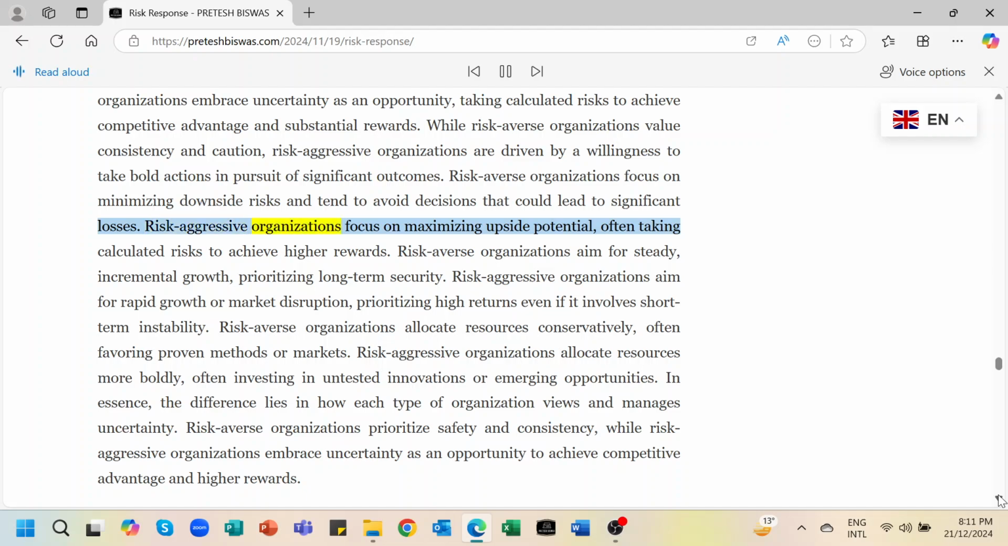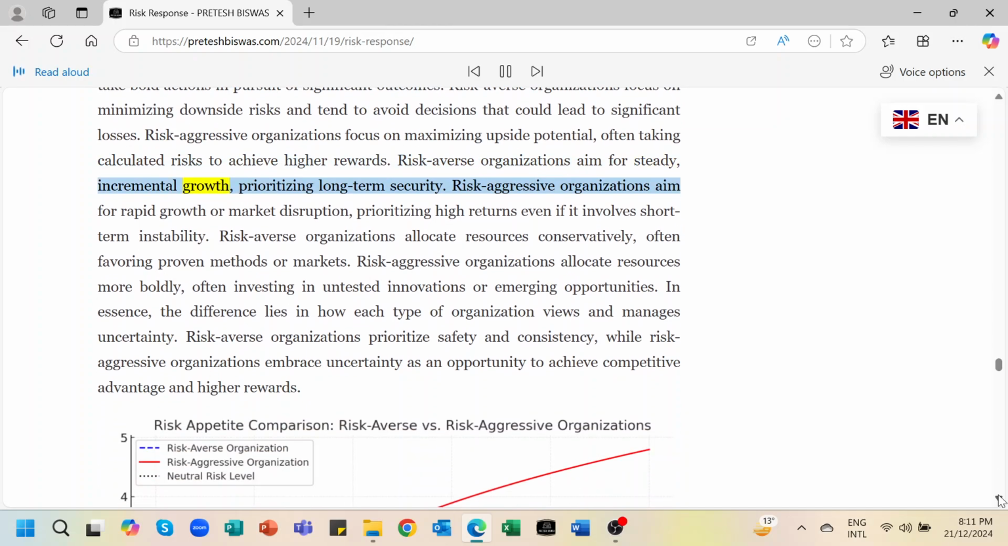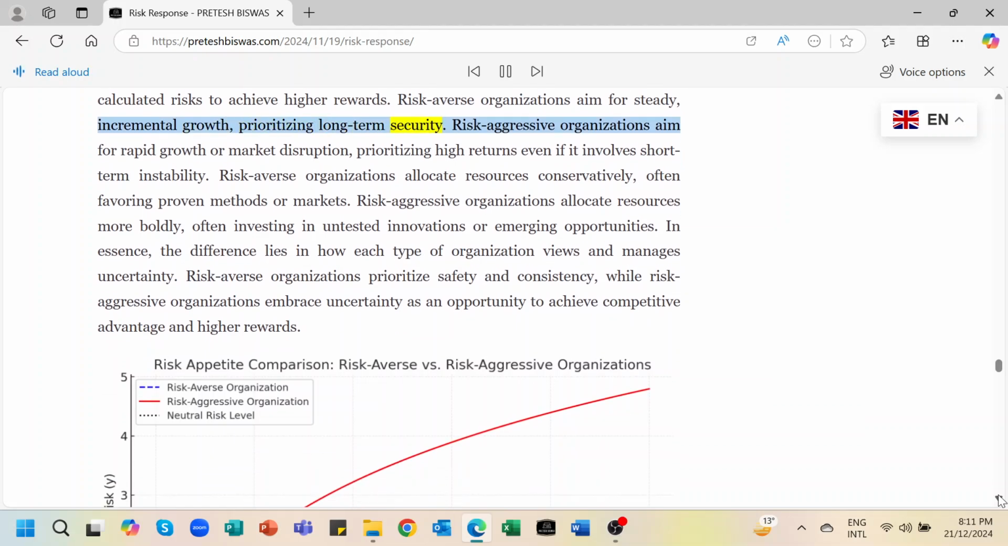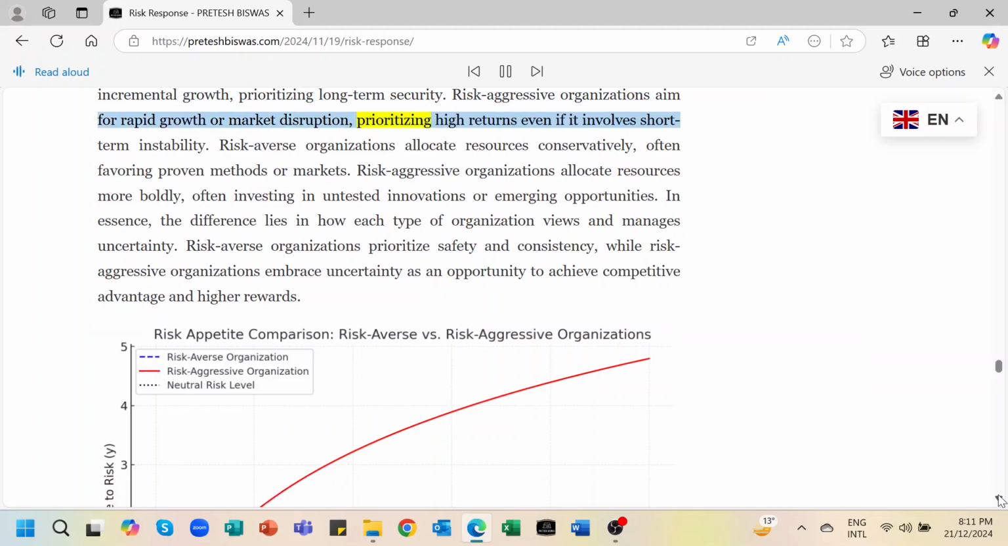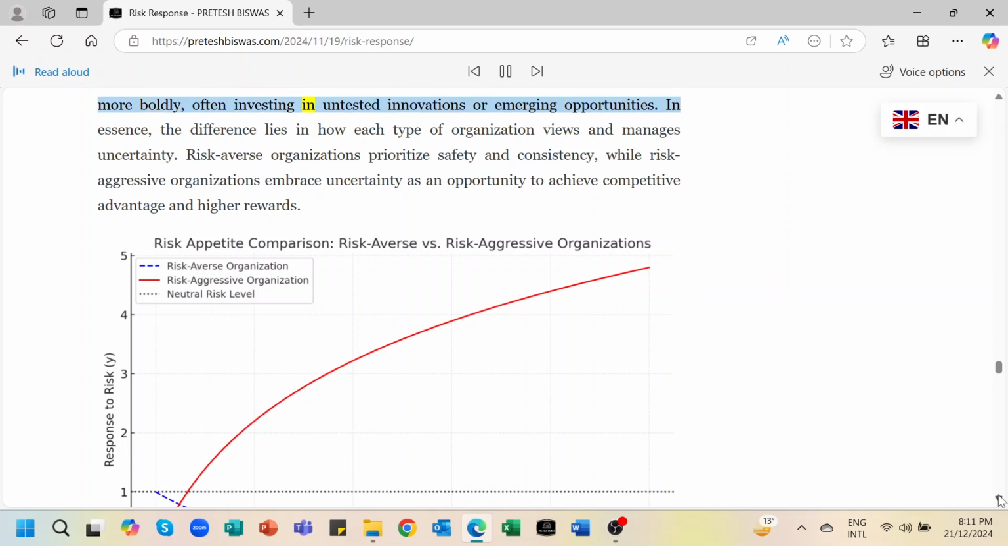Risk-aggressive organizations focus on maximizing upside potential, often taking calculated risks to achieve higher rewards. Risk-averse organizations aim for steady, incremental growth, prioritizing long-term security. Risk-aggressive organizations aim for rapid growth or market disruption, prioritizing high returns even if it involves short-term instability. Risk-averse organizations allocate resources conservatively, often favoring proven methods or markets. Risk-aggressive organizations allocate resources more boldly, often investing in untested innovations or emerging opportunities.